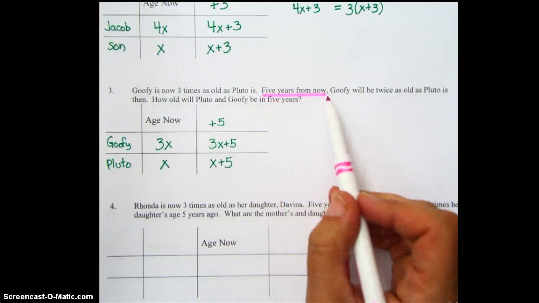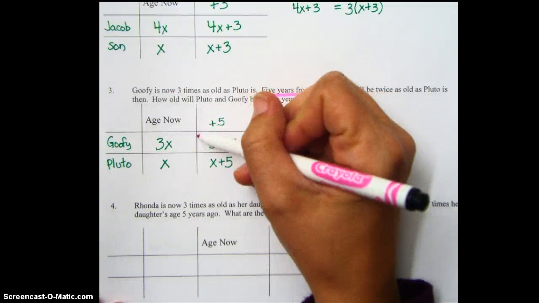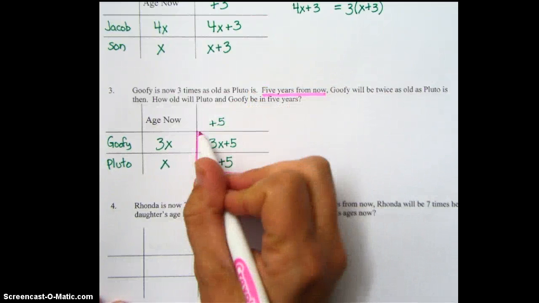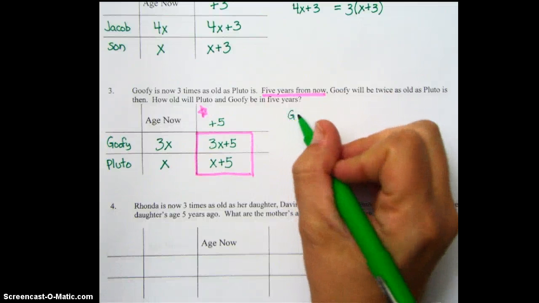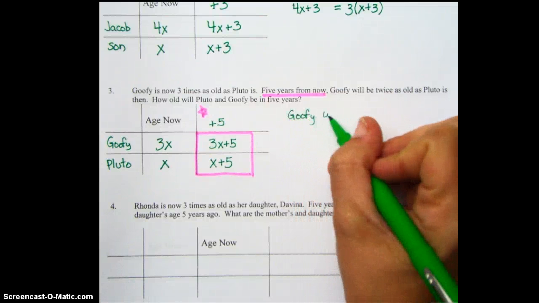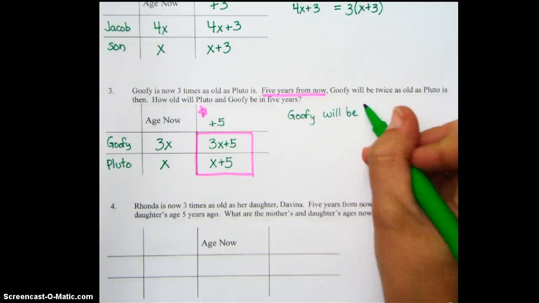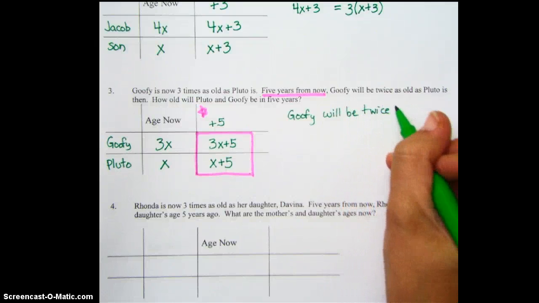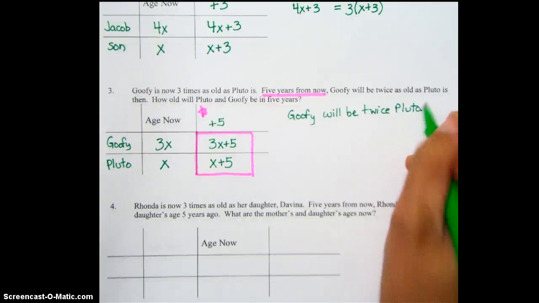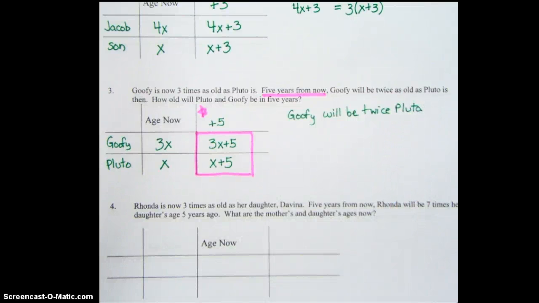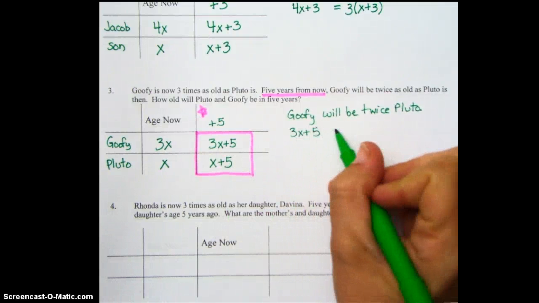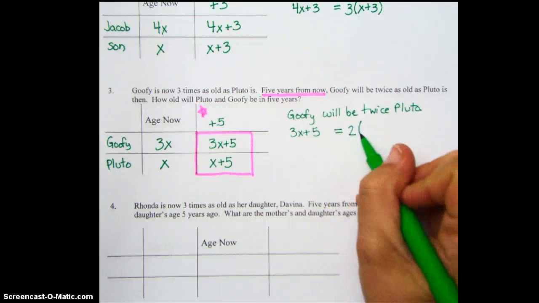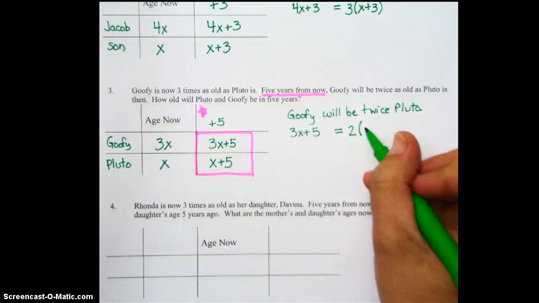Again, this part being with the next sentence means that we're going to be using this column to set up your equation. So it says 5 years from now, Goofy will be twice Pluto. I do think there's a value in rewriting that little sentence so that you can do a direct translation right underneath. So Goofy is our 3x plus 5, will be is our equals, twice means 2 multiplied by something, and here it will be the quantity of x plus 5.